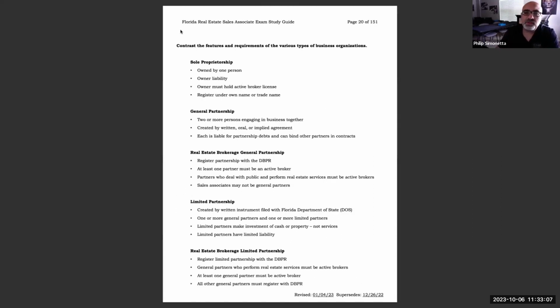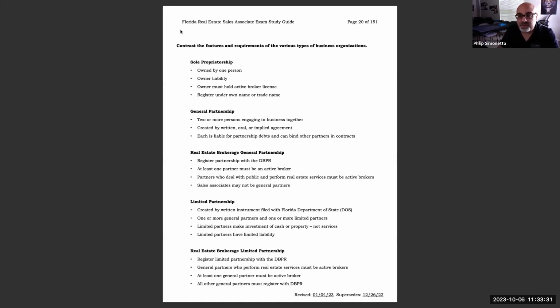Now let's look at and contrast the features and requirements of the various types of business organizations. Who can get a license, who can't? So a sole proprietor can be licensed. It's owned by one person. The owner has full liability. The owner must hold an active broker license, and they must register under their own name or a trade name.